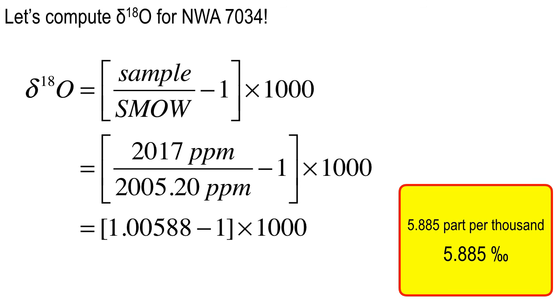It's a positive number, so write this down. Delta 18 for NWA 7034 is positive. Therefore, it is enriched in oxygen 18 relative to SMOW. We also know from other tests that it's from Mars. So the question is now, why? Why is NWA 7034 enriched in this isotope? Significantly enriched, measurably enriched relative to Earth water. Why is that?